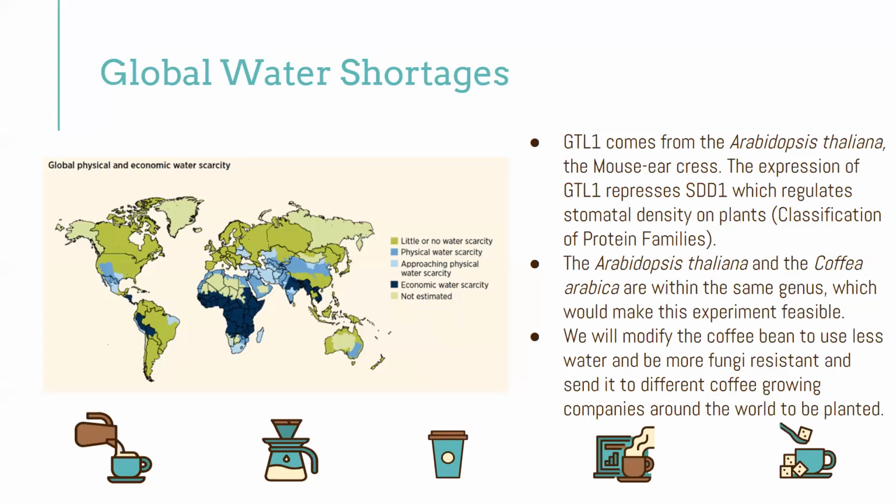There are also global water shortages, which are occurring in countries where coffee is the main cash crop. This can all be solved by using the GTL1 gene, which comes from Arabidopsis thaliana, the mouse-ear cress. The expression of the GTL1 gene in the coffee plant will repress SDD1, which regulates stomatal density, and this will help solve the water shortage because the plants will need less water to cool themselves off and will be better suited for dry environments. This hasn't been done before, so it's very innovative and original.